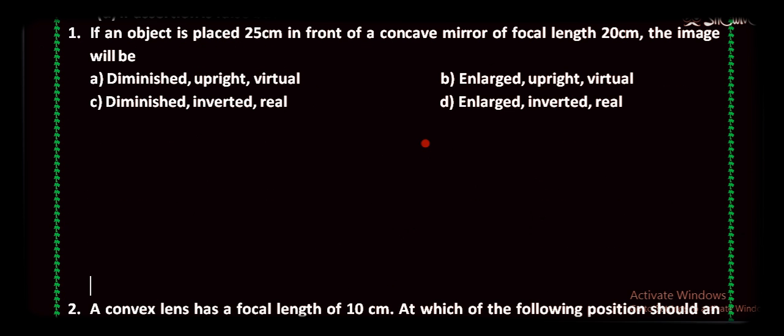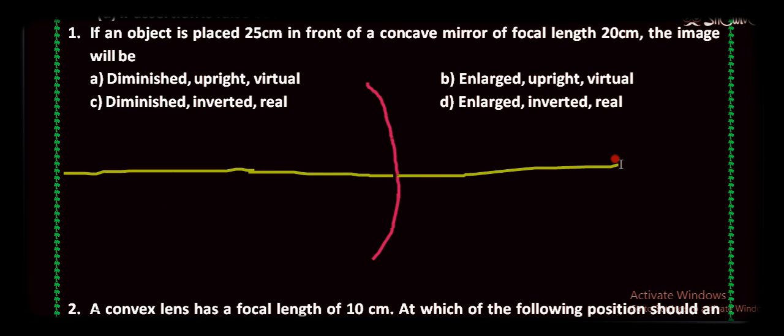So the first question was, if an object is placed at 25 centimeter in front of a concave mirror of focal length 20 centimeter, the image will be. This was the case in which the object was placed between F and C. This was the diagram. If you have studied the ray diagrams of a concave mirror thoroughly, then obviously many students have marked this answer correct.